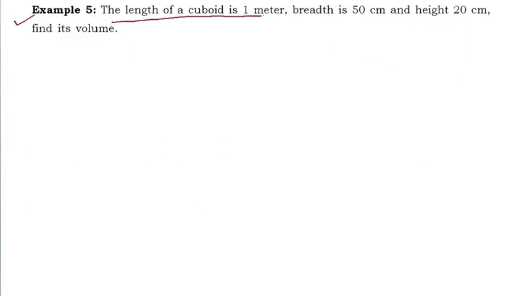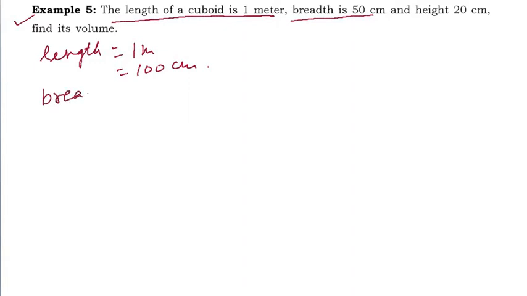The length of a cuboid is 1 meter. So length is given as, you can write here, length is equal to 1 meter. Change into centimeter. So it is 100 centimeter. Now breadth is given as 50 centimeters. So you can write here breadth, it is 50 centimeter. And height is also given. Height is given as 20 centimeters. Now find the volume. So volume is the question mark.